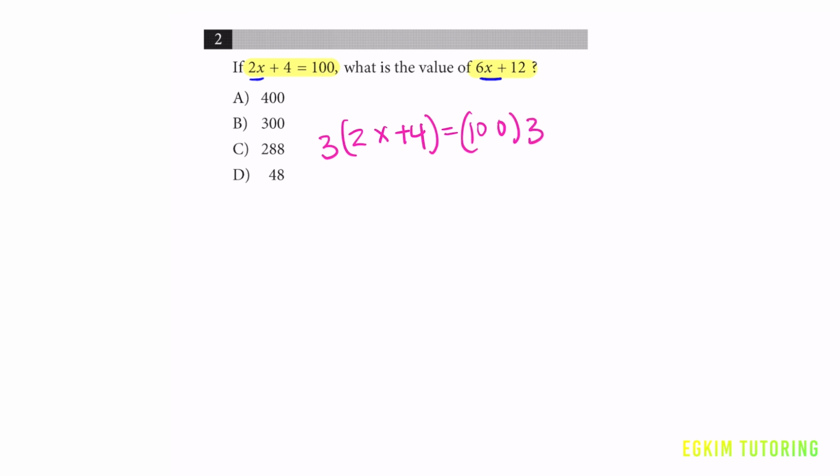So on the left side, you can distribute the 3 and you would end up getting 6x plus 12. And on the right side, you would get 300. If you notice, the left side of the equation, which is 6x plus 12, is exactly what they want. And we know that 6x plus 12 is equal to 300, which means that the answer should be B.